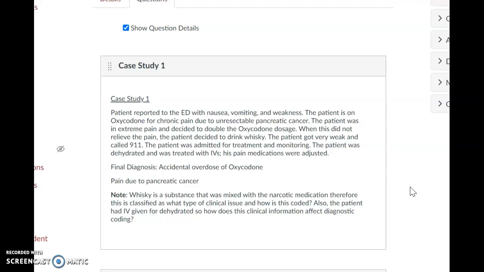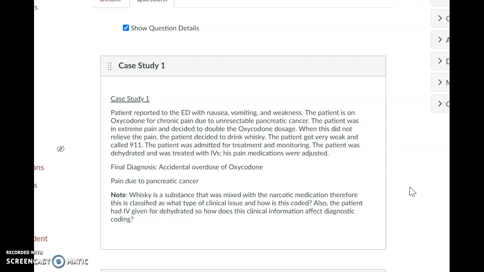I really do like this section because, to me, once you get to know the rules, it's cut and dry. So let's look at case study number one. We have a patient who comes into the emergency department with nausea, vomiting, weakness. They're on oxycodone for the pain. They also have pancreatic cancer. In their extreme pain, they decide to double their dose. This didn't work, so at that point, they drank whiskey. So then they called 911.